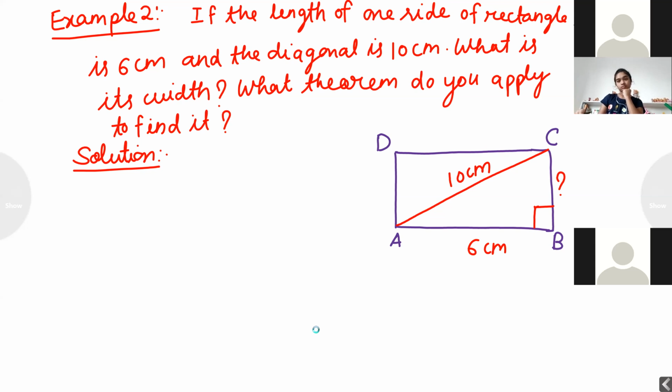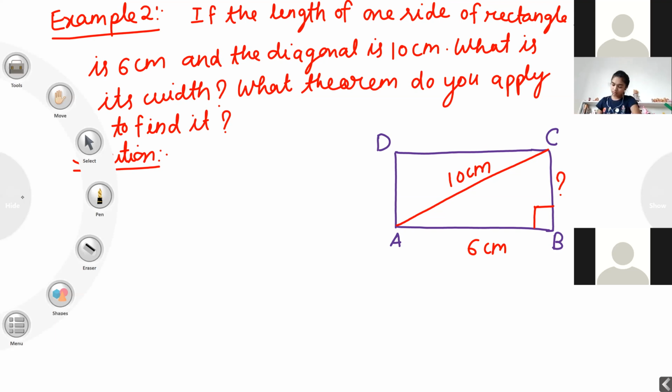Now he has given a hypotenuse, he has given the base, how to find the perpendicular? We know Pythagoras theorem: hypotenuse square is equal to base square plus perpendicular square. I want to find out perpendicular square. Perpendicular square is equal to hypotenuse square minus base square, 10 square minus 6 square, 100 minus 36 is equal to 64. Perpendicular square is 64, so perpendicular is equal to 8 centimeter. Note down everyone now.